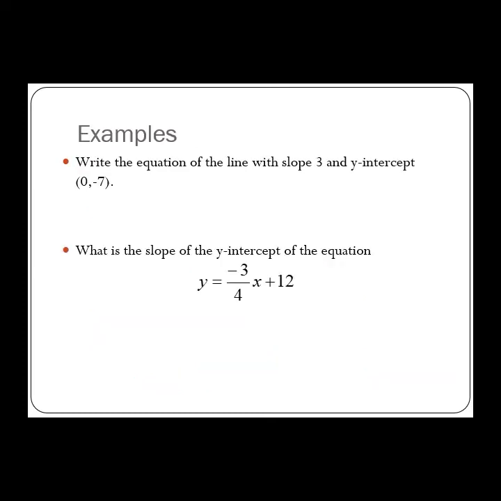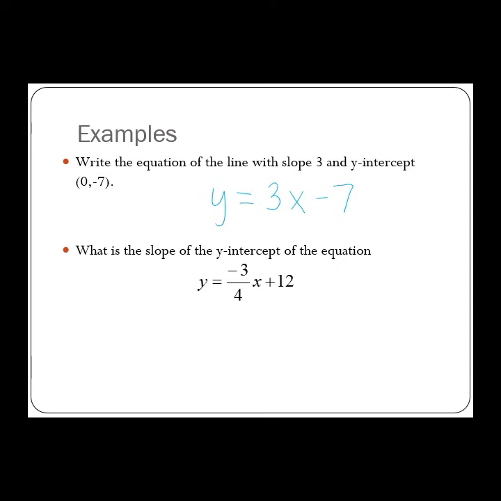So here are some example problems you could see on your homework. Write the equation of the line with slope 3 and y-intercept (0, -7). So y equals 3, I put that in for the slope, and then -7. Questions about that? I hope not.